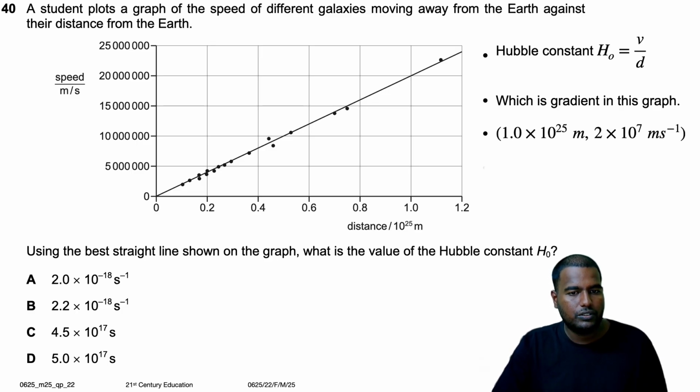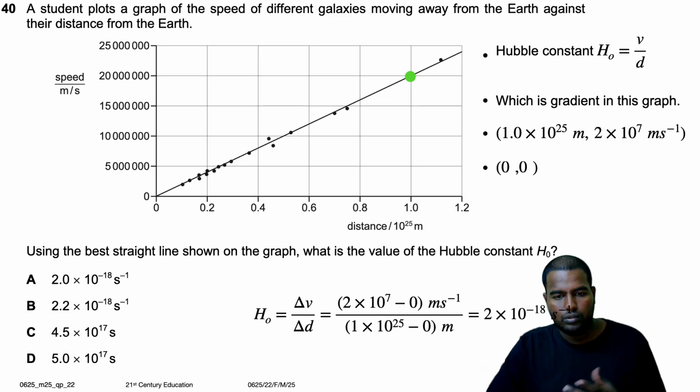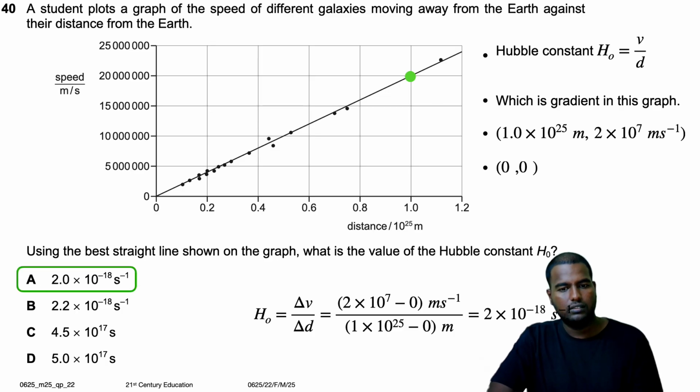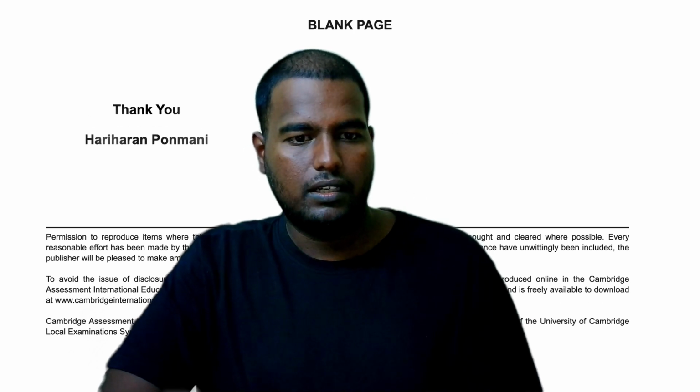1 comma 2 times 10 to the power 7, and 0 comma 0. Because if you look at the points, it is easy to plot. There is one point here and another point is 0 comma 0. Delta V by delta D is the Hubble constant, change in velocity divided by change in distance. Using the y2 minus y1 divided by x2 minus x1 method, 2 times 10 to the power 7 minus 0 divided by 1 times 10 to the power 25 minus 0. Just y divided by x. So we are getting 2 times 10 to the power minus 18 per second. That's the Hubble constant. Okay, bye bye. See you in the next video.